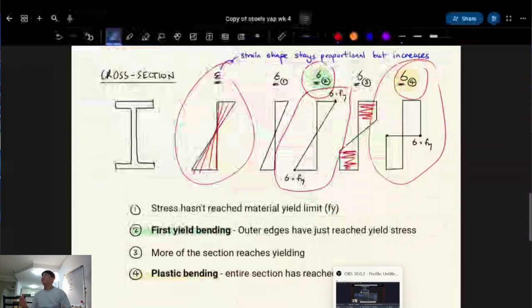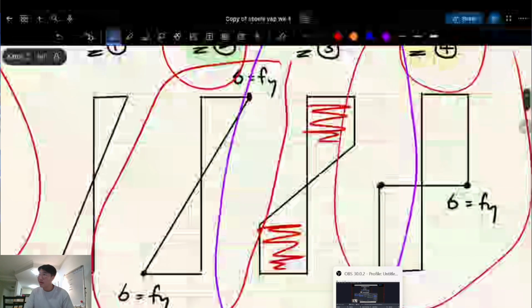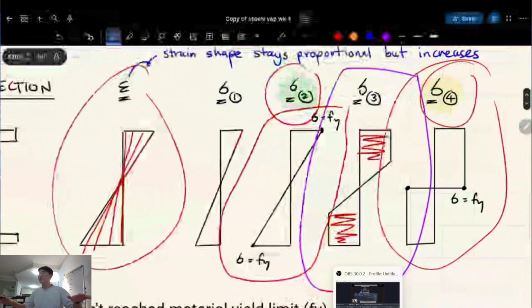But doesn't that mean the entire thing has become plastic? So the bottom fibers are already yielding a lot, and then the middle fibers just become a little bit yielded in this stage that I described. So when is it plastic? The entire thing has to be yielded for it to be considered plastic. That's the definition.